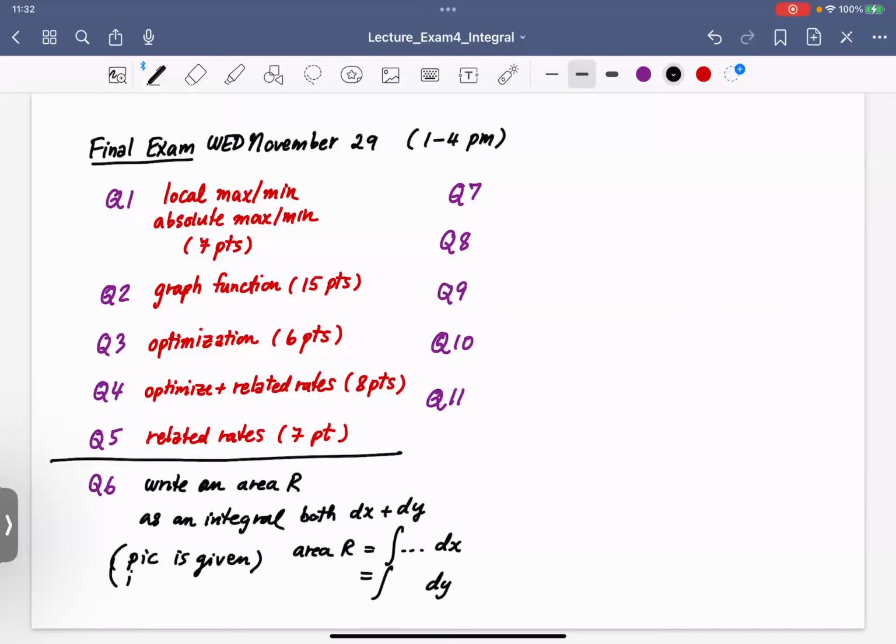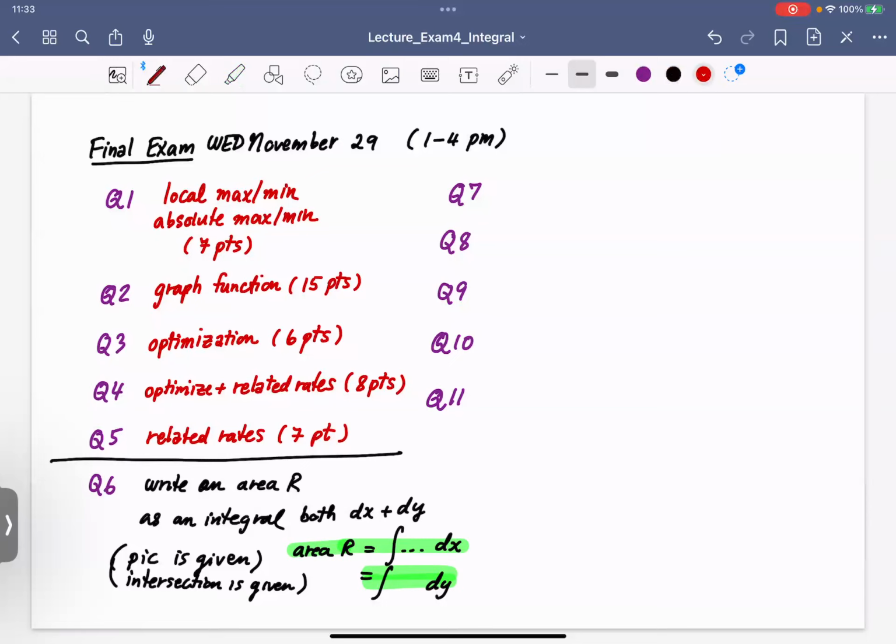The picture is given, the intersection is also given, so you don't have to solve for anything. That means you actually have the picture, the intersection, everything. You just take a look at the picture and write out the area of R as an integral. So basically you want to make sure that you know top minus bottom, right hand minus left hand, and then you set it up.